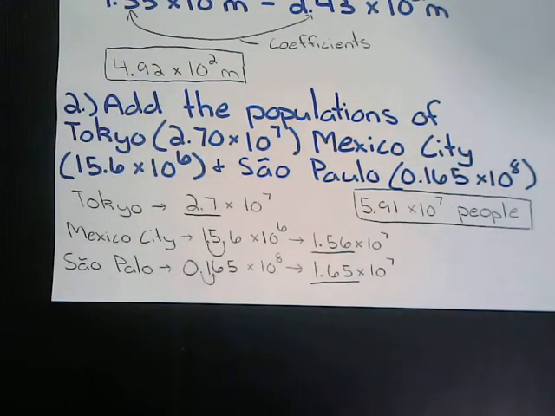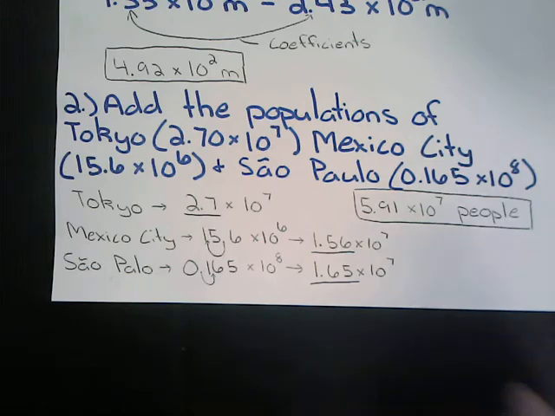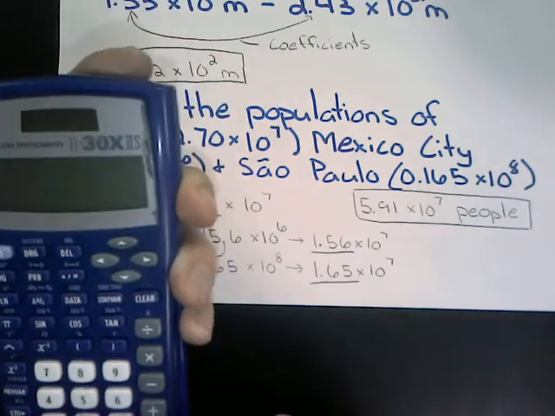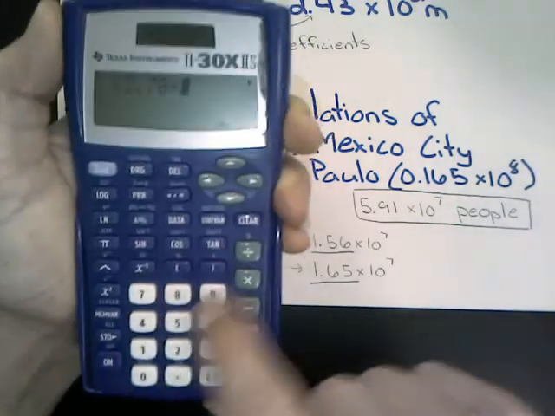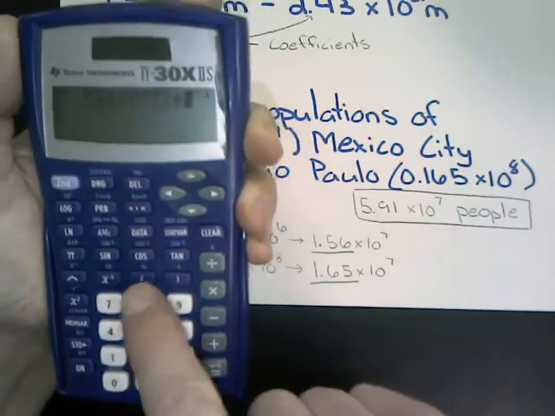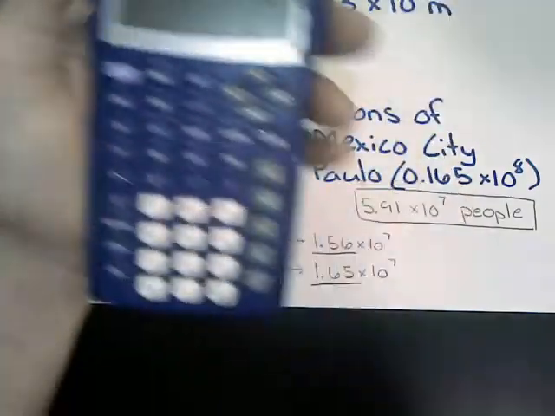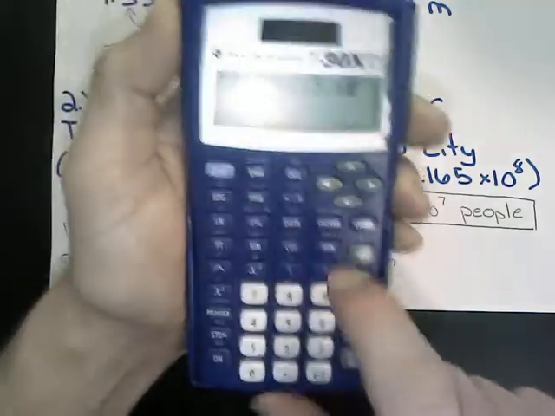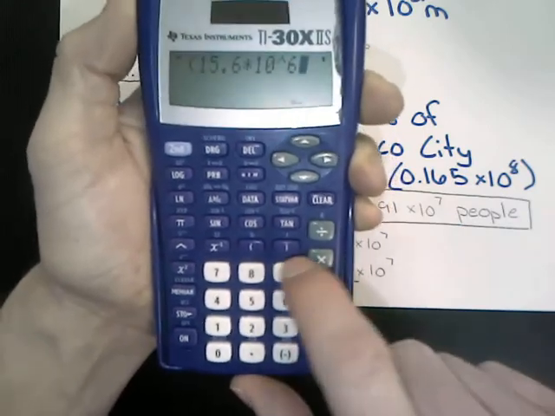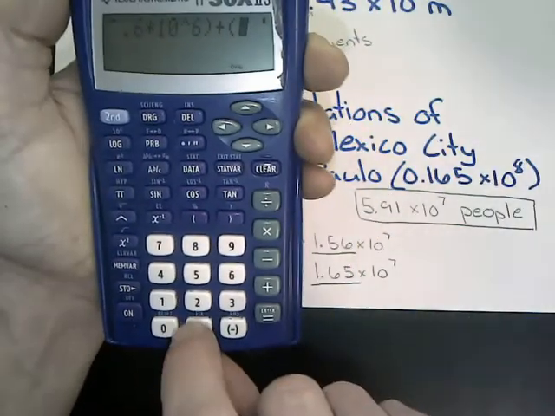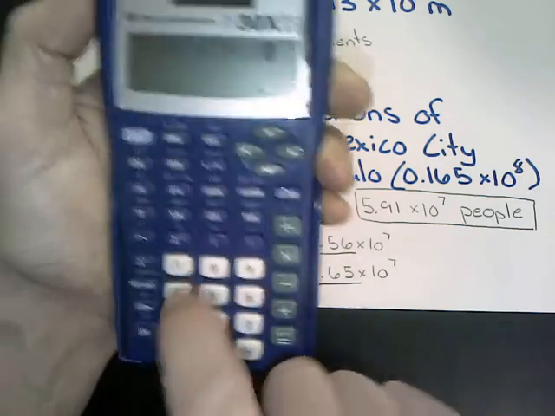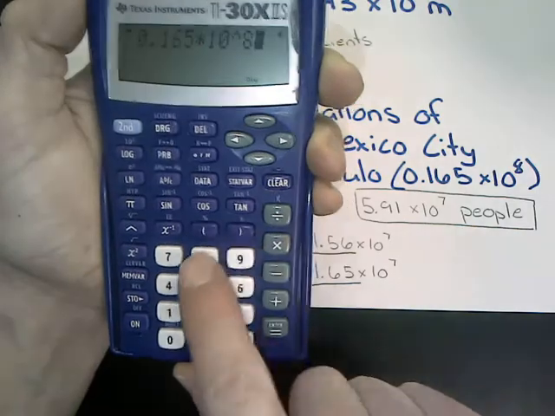through these calculations. So what I'm going to do here is add all of these numbers together in my calculator. So I'm going to have 2.70 times 10 to the 7th power, plus the population of Mexico City, which is 15.6 times 10 to the power of 6, plus the population of Sao Paulo, Brazil, which is 0.165 times 10 to the power of 8.